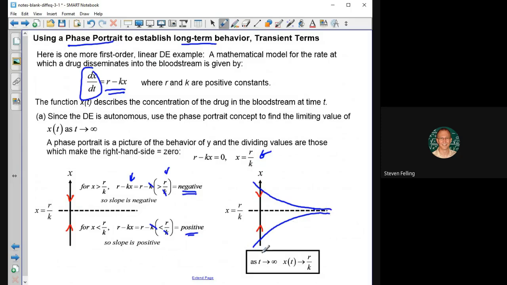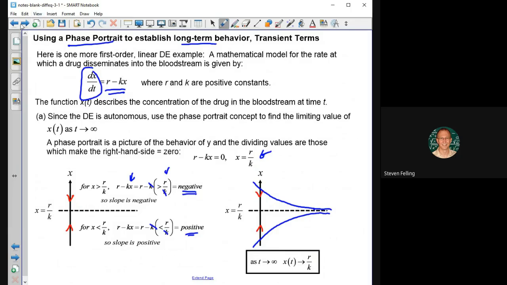The solution curves are going to always have positive slopes approaching that critical point as an asymptote as we move from left to right as time goes on. Or if you start out above that, it would go down, right? Which means that eventually we're going to end up with a certain value of drug in the bloodstream, and it's going to be r over k, whatever these two constants are, their ratio.